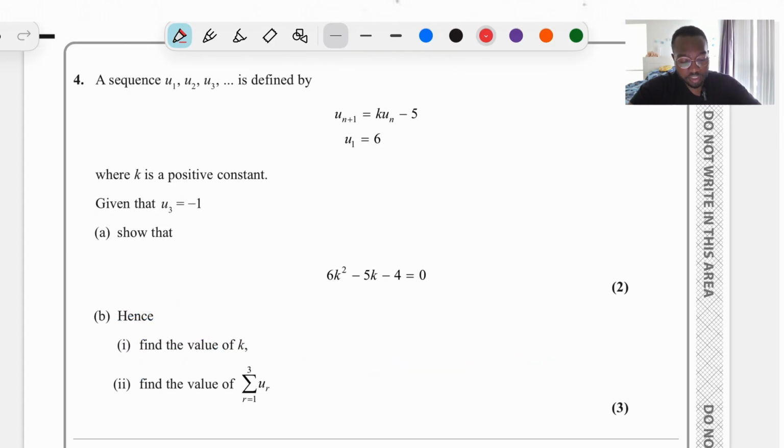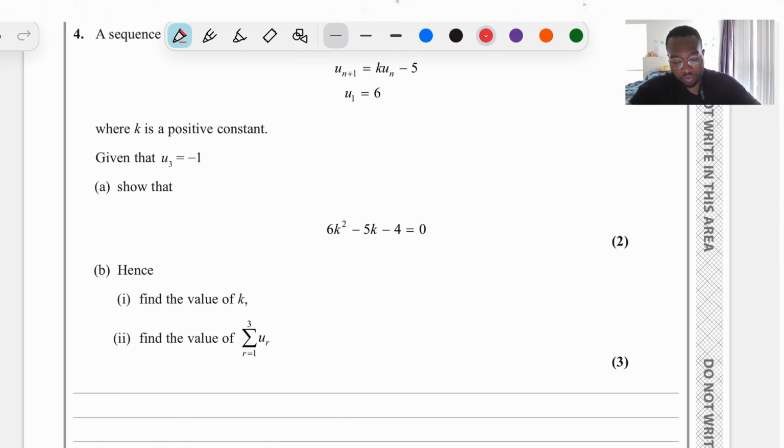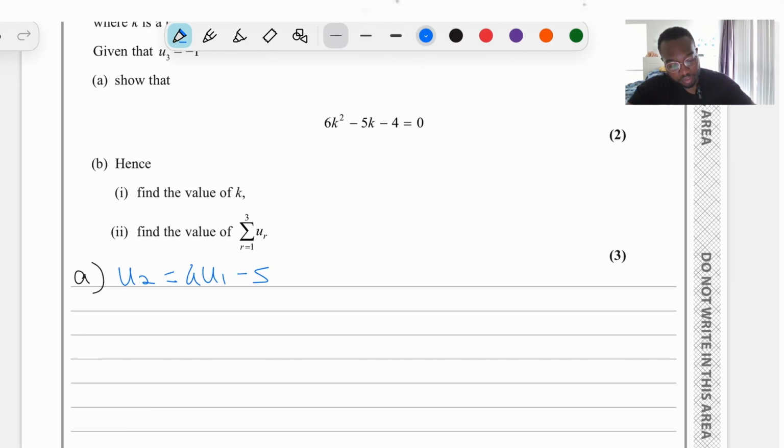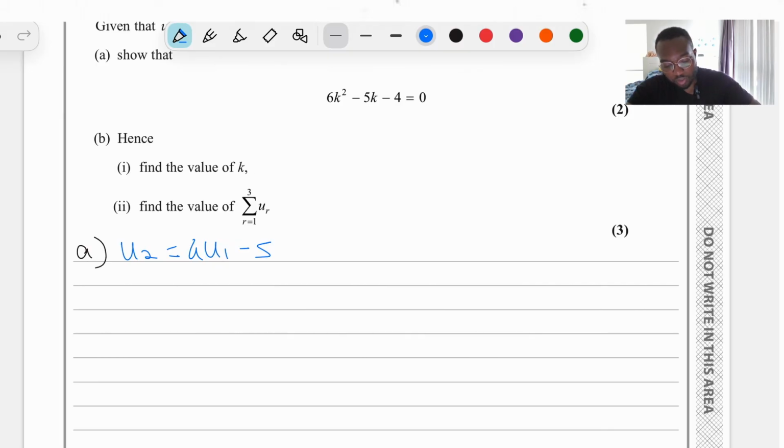Okay, so for this one, we have this sequence here, and we're told that k is a positive constant, and we're told that u3 is equal to minus 1. We need to show that it satisfies 6k squared minus 5k minus 4 is equal to 0. So what can we do here? Well, let's write an expression for u2, okay? So for u2, we know that u2 would equal k u1 minus 5, okay? And we know that u1 is equal to 6, okay?